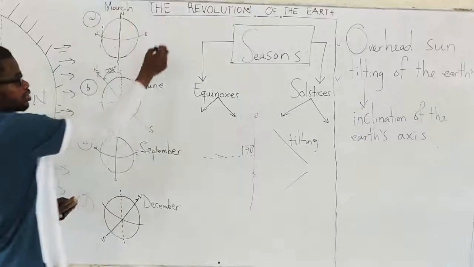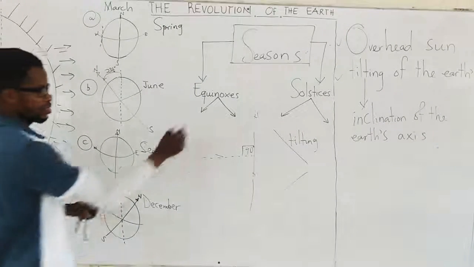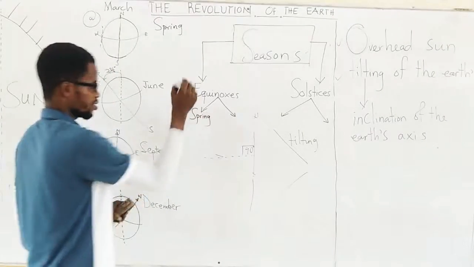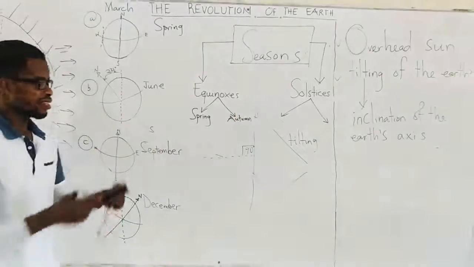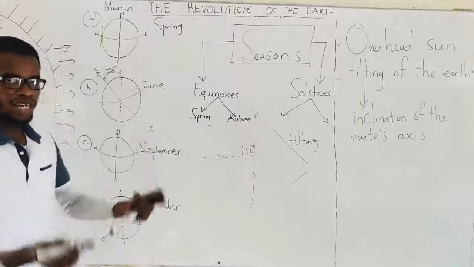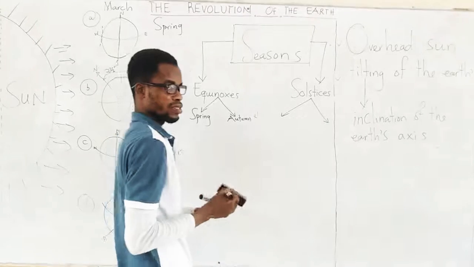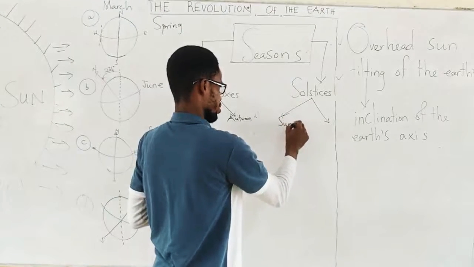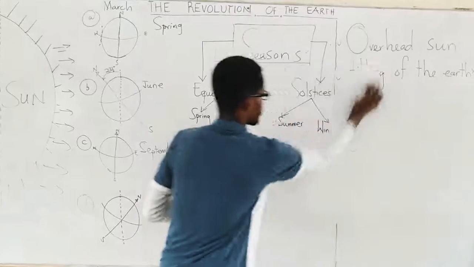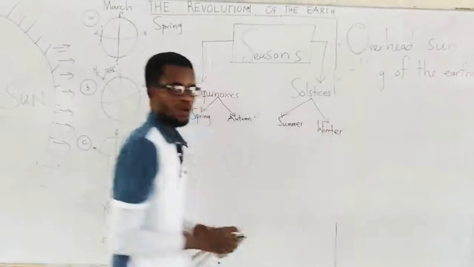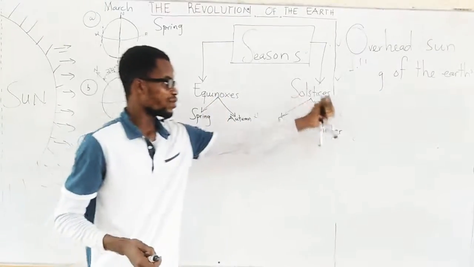Okay, so March will have spring. Spring is an equinox, therefore we can put it here, spring equinox. The direct opposite of spring is autumn. So the two equinoxes are spring equinox, autumn or autumnal equinox. Then the rest will go for the solstices. So we will now have our summer solstice and our winter solstice, our summer solstice and the winter solstice. So we know our equinoxes and we know our solstices.